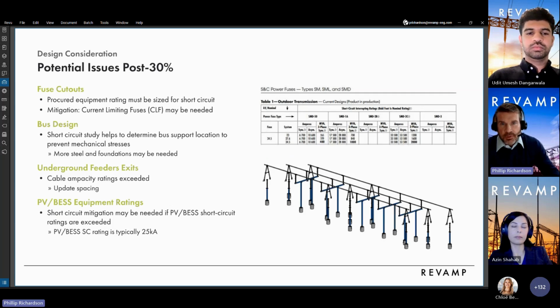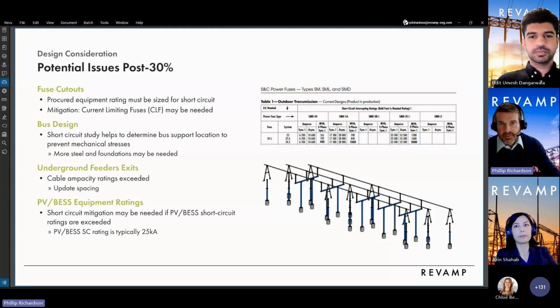Fuse cutouts. Fuses have a specific interrupt rating that varies from manufacturer to manufacturer, but usually the highest fuse cutouts you can get are about 33.5 kA. So we have to be very selective in the fuses we specify. For short circuit ratings that exceed this, you may have to install a current limiting fuse in line with the main fuse so that ratings aren't exceeded.